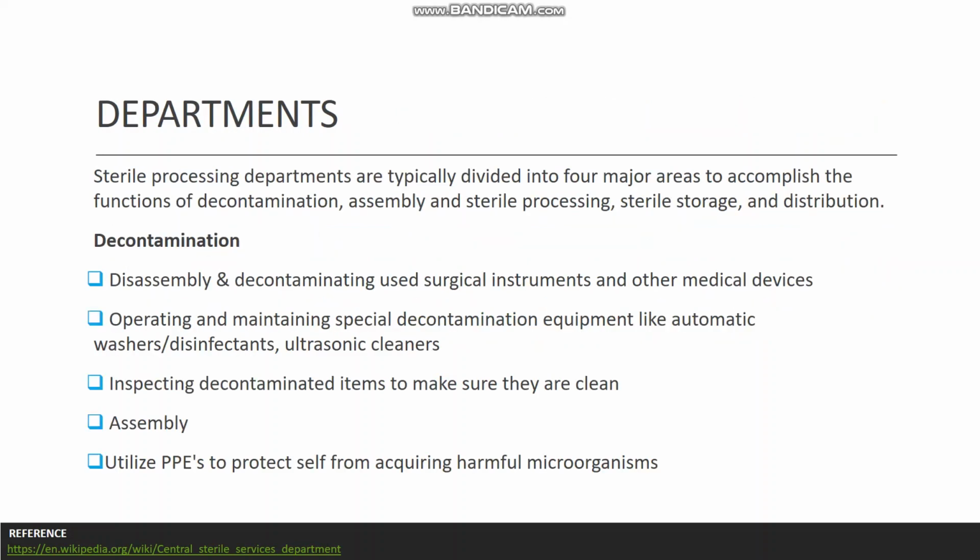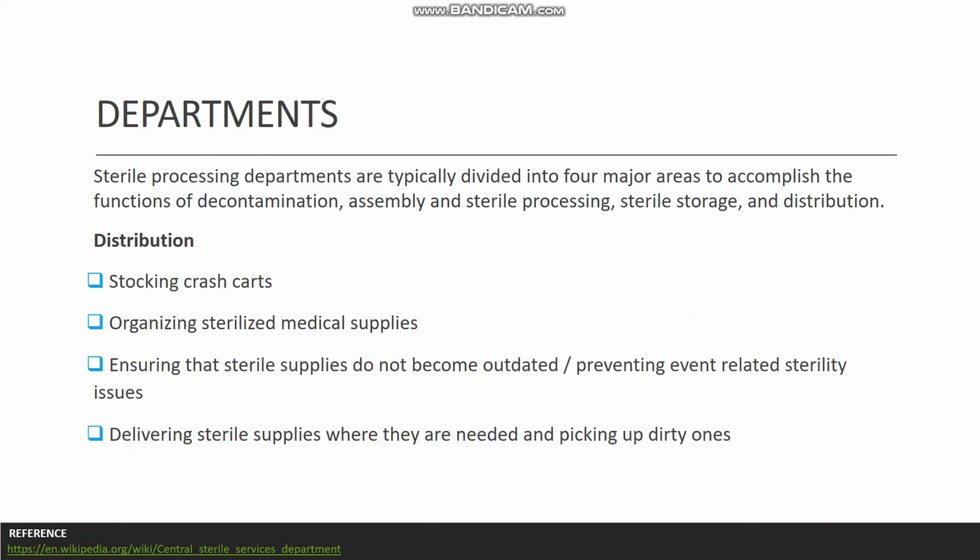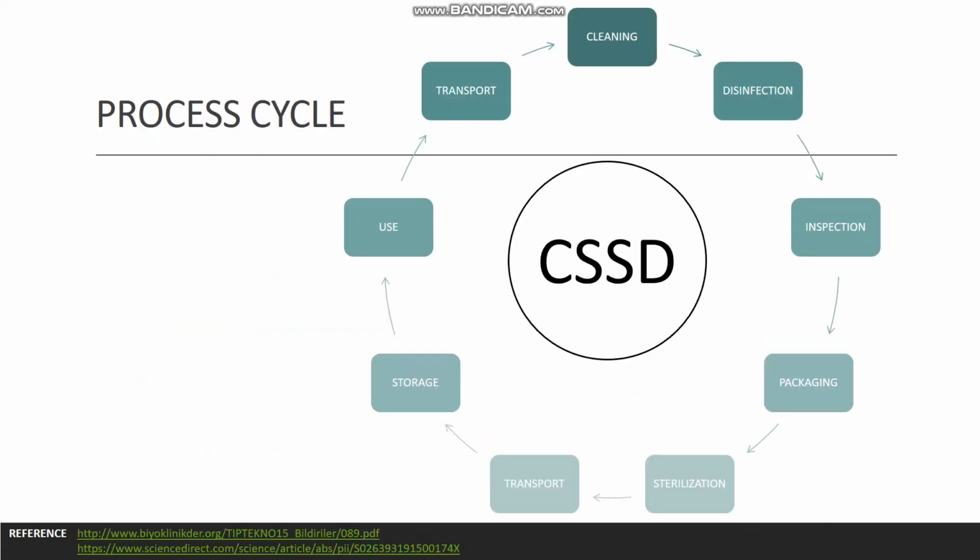Sterile processing departments are typically divided into four major areas to accomplish the functions of decontamination, assembly and sterile processing, sterile storage and distribution. This is the process cycle of CSSD.